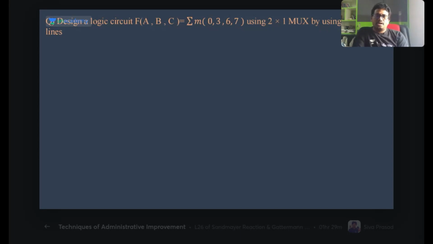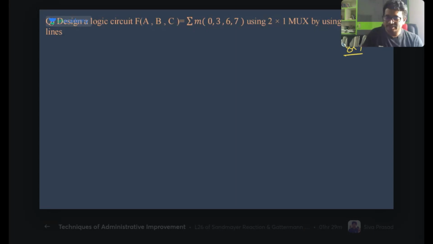How much size is required here? We have values from 0 to 7, that means 8 values. So the actual size required is an 8 by 1 mux. This is the proper implementation.